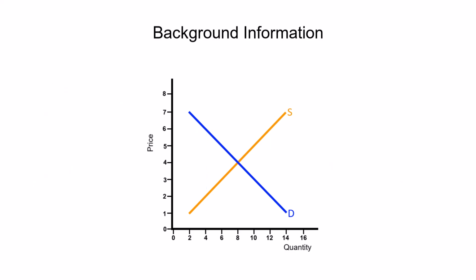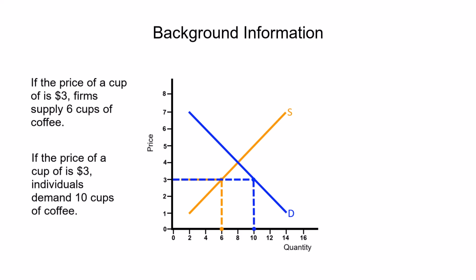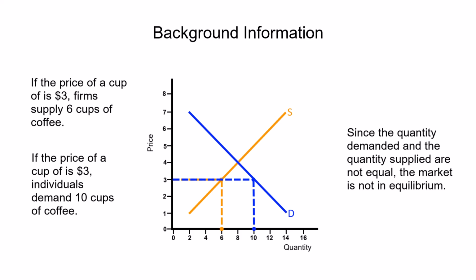If the price the firm is willing to accept for a cup of coffee is $3, it will supply 6 cups of coffee. However, if the price of a cup of coffee is $3, consumers are only willing to purchase 10 cups of coffee. At $3 per cup of coffee, the quantity supplied, 6 cups, is less than the quantity demanded of 10 cups of coffee. Since the amount of coffee supplied by firms is less than that demanded by consumers, the quantities are not equal. Therefore, the market is not in equilibrium.